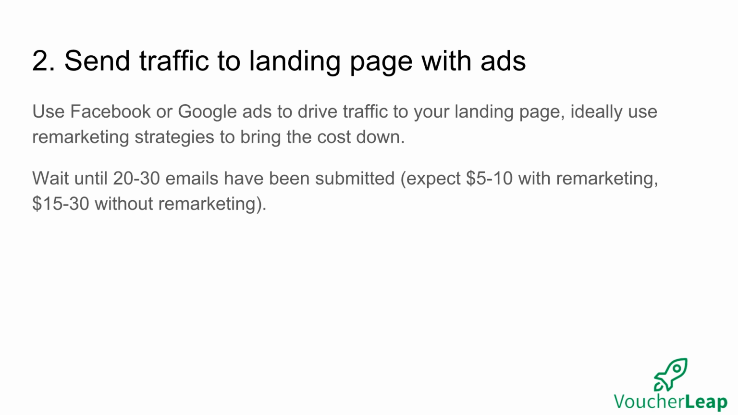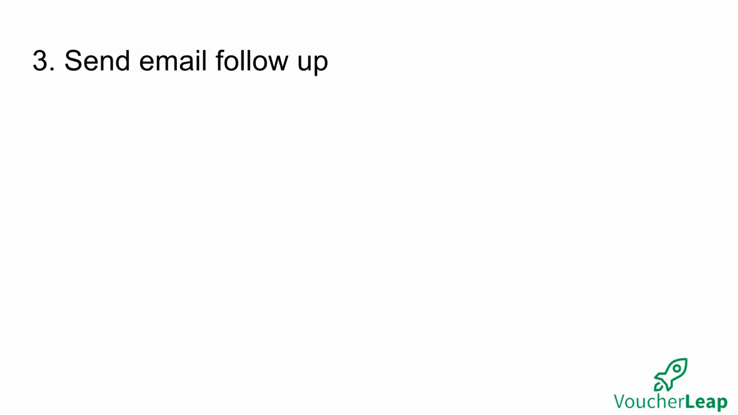Now the cost, just to give you a ballpark, will be anywhere between $5 and $10 with remarketing, and probably between $15 and $30 without remarketing. The whole point of remarketing is that it brings down the cost of the ads, which is why it's a little bit lower with remarketing. You can imagine that with every single email you've collected, there's a certain number of purchases. Once we follow through with the rest of the strategy, expect about 1 review for every 2 to 3 emails that you have.